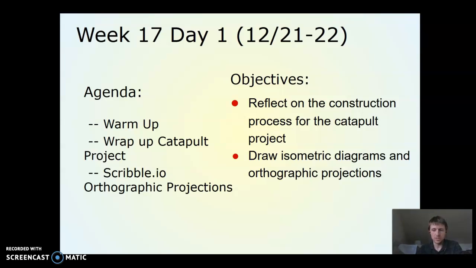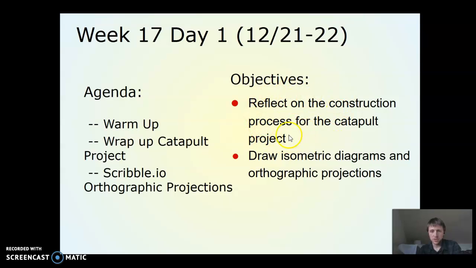Let's get to it. So this is a wrap-up class right before break, taking it easy, doing some last-minute housecleaning, making sure your catapult project is finished up, meaning I have all 4 checkpoints. Please double check I have those going into break, so you don't have to do anything over break. We did a short warm-up, which is your last grade before break. I'll go over that in this video. And then we played some Scribble.io orthographic projection games.